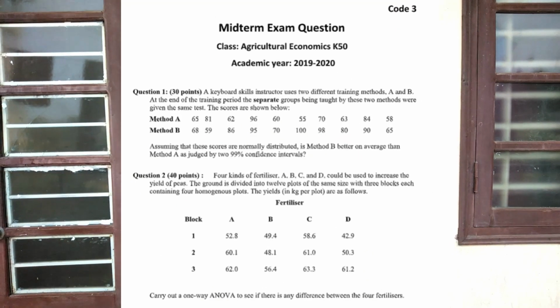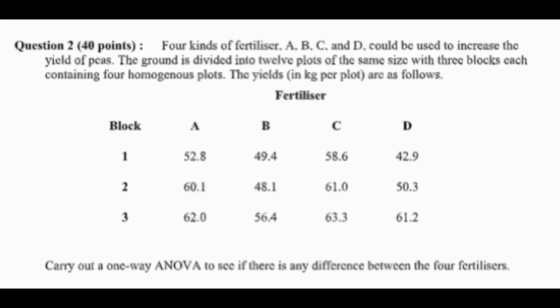This is the question. Four kinds of fertilizer A, B, C, and D could be used to increase the yield of peas. The ground is divided into 12 plots of the same size with 3 blocks, each containing 4 homogeneous plots. The yields in kilograms per plot are as follows. Carry out a one-way ANOVA to see if there is any difference between the 4 fertilizers.